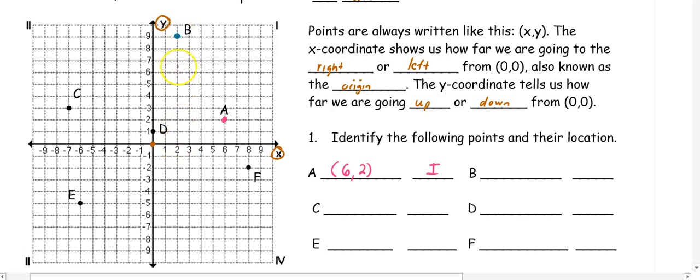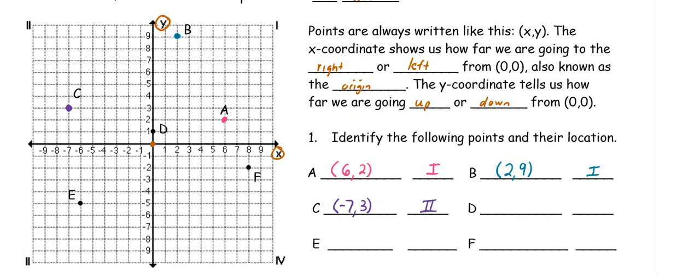B lines up with 2 on the x and 9 on the y, so our coordinate would be 2, 9. This is also in the first quadrant since both coordinates are positive. C is over here in the second quadrant, and it lines up with negative 7 on the x-axis and 3 on the y-axis. So we would have negative 7, 3 as the coordinate, and this is in our second quadrant. Remember, they are numbered counterclockwise.